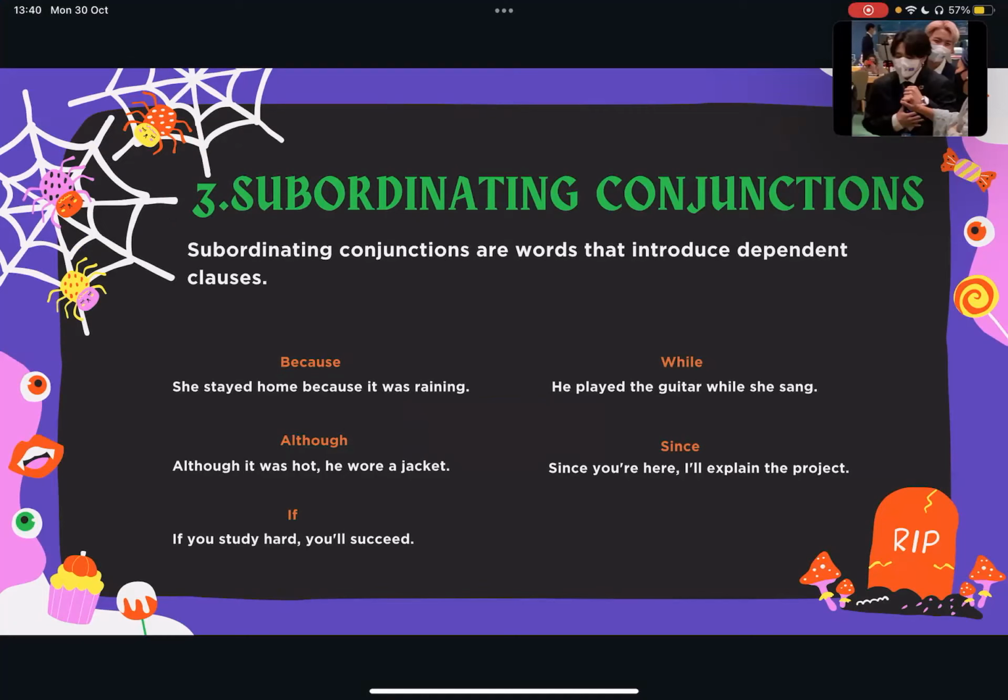Although introduces a contrast or concession. For example, although it was hot, he wore a jacket. If is used for conditions or hypothetical situations. For example, if you study hard, you'll succeed. While shows a contrast or concurrent action. For example, he played the guitar while she sang. And since indicates a cause or reason. For example, since you're here, I'll explain the project.